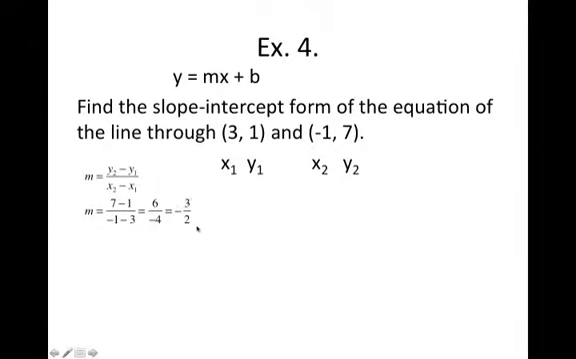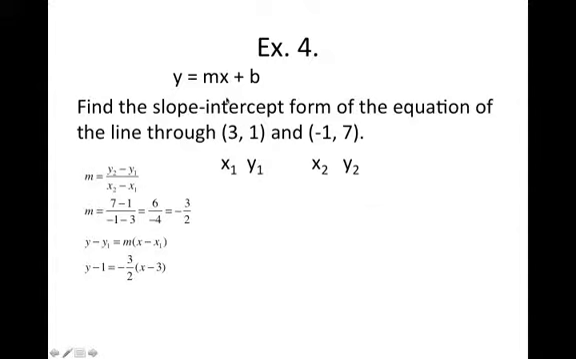Okay, we're going to reduce, and when we reduce, we bring the negative out front here, and it'll reduce to 3/2, so negative 3/2. So now we know our slope, we know m, and we know x1 and y1. We're going to use point slope form. So y minus y1 equals m times x minus x1. And we're going to plug in the appropriate values. y1 is 1, m is negative 3/2, x1 is 3.